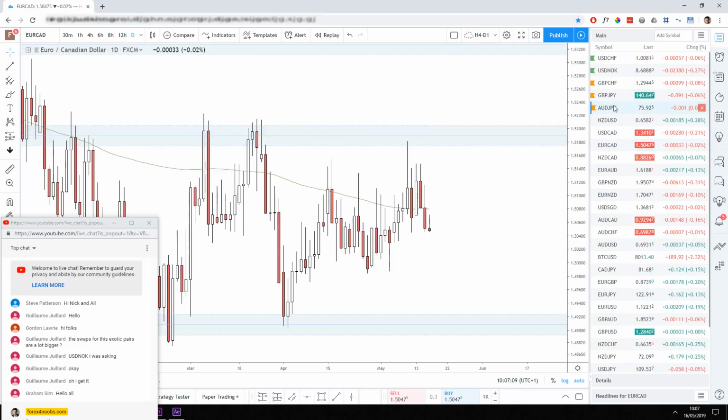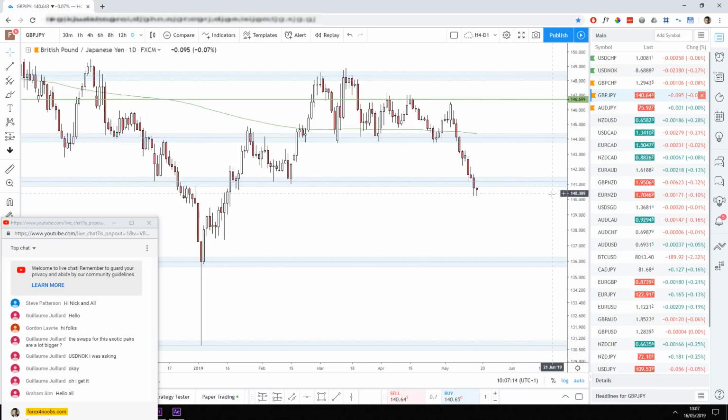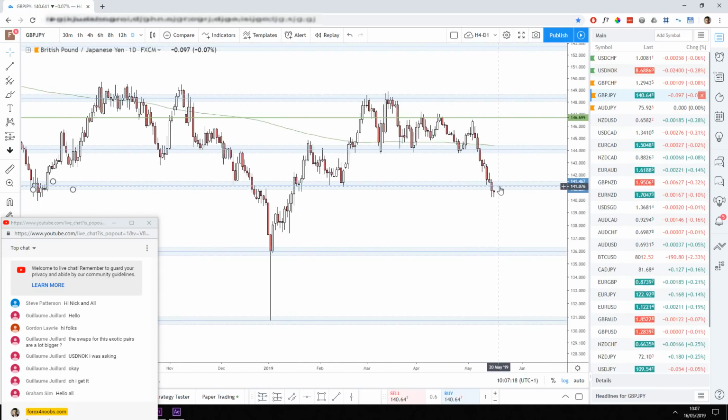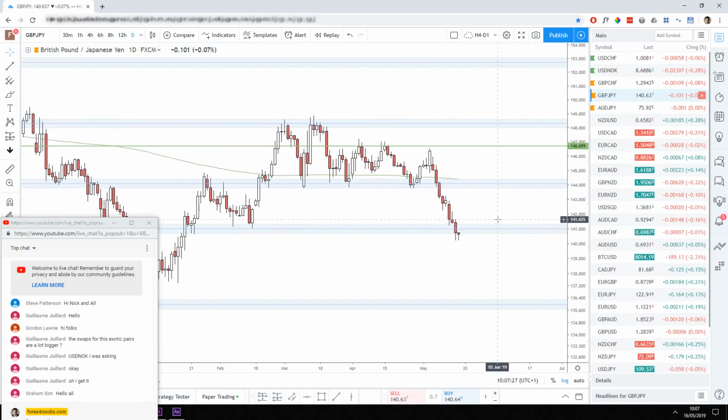Looking for new setups. Actually, I don't think we covered GBPJPY and AUDJPY. GBPJPY, I think I moved this area up a bit. I'm not sure what I did here. Anyway, GBPJPY is sitting on support. We've been looking at this one since yesterday.